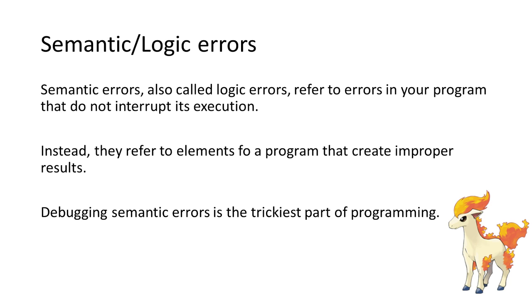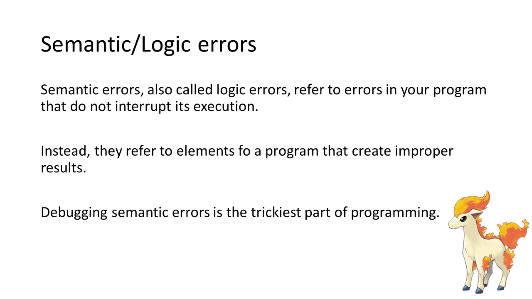The last kind of error is a semantic error, and this is also called a logic error. It refers to errors in the program that did not interrupt execution. Instead, they refer to elements of a program that create improper results. What this means is that, suppose you're trying to add two numbers together, and so you create these numbers as variables x and y, and then you type in the result and call it sum is equal to x plus x. And so what you've actually done is written a program that returns 2x rather than x plus y. So when you run this program, you'll get incorrect results. This is a bug in your code, and it's a semantic error.